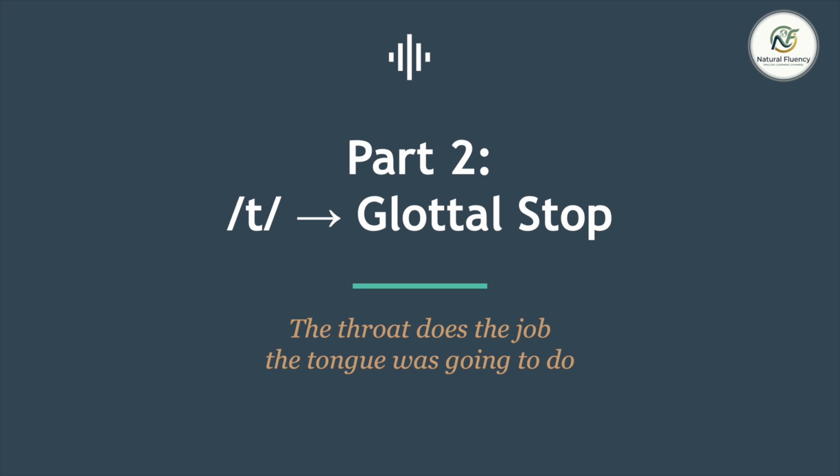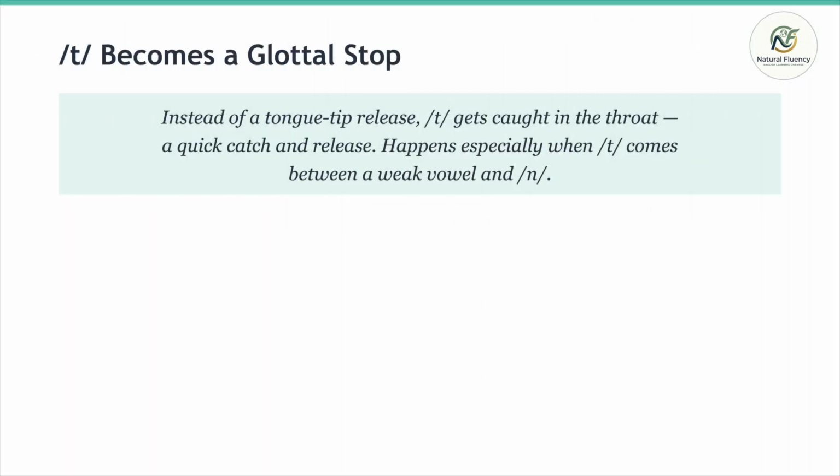Normally, T releases clearly with the tongue tip. But in fast speech, the throat takes over, a quick catch and release, instead of a tongue tip tap. Think of it this way: the throat does the job the tongue was going to do. This happens especially often when T comes between a weak vowel and N.